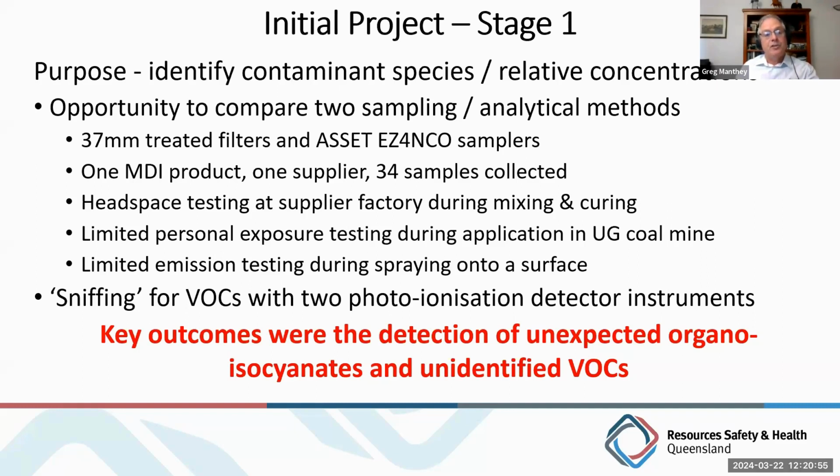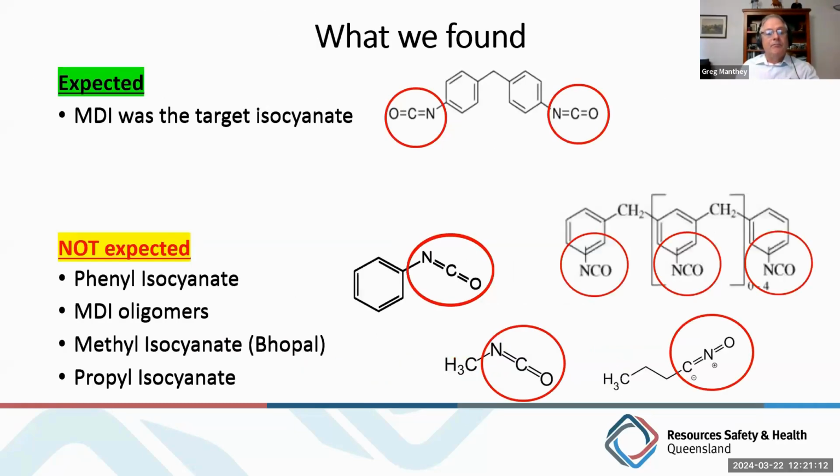Key outcomes from that very first stage were that we detected unexpected organo-isocyanates, and the PIDs showed that there were volatile organics in the air, but didn't speciate them. In visual form, essentially what we found was MDI, which we expected, but what we didn't expect was the phenyl isocyanate, MDI oligomers, methyl isocyanate. So think Bhopal incident with regards to methyl isocyanate and propyl isocyanate. You'll see that each of those molecules has the NCO reactive group attached, and this is where the concern is.